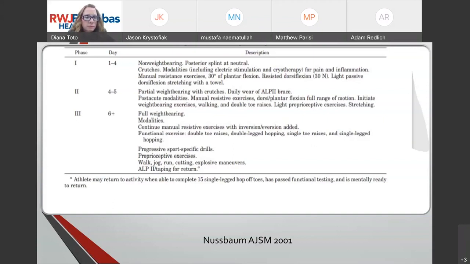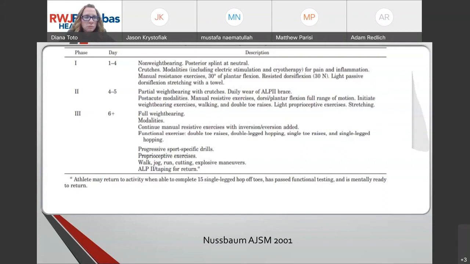At day 4, the splint was removed and they were put in partial weight bearing as tolerated with crutches. At this point, we increased the intensity and duration of the rehab. We began progressive resistance, proprioceptive exercises, and functional training. Also, we started switching to thermal type therapies. Phase 3 starts after the athlete could do 10 single leg hops without difficulty.